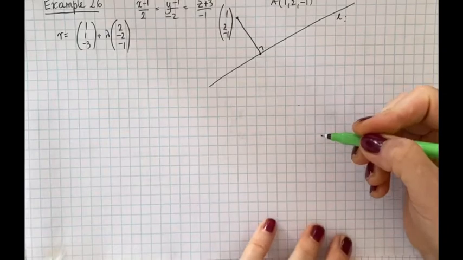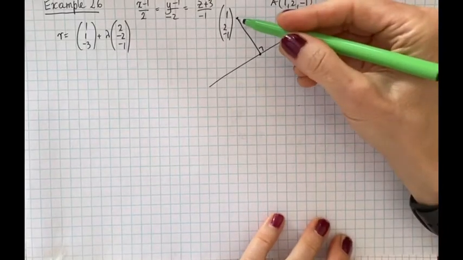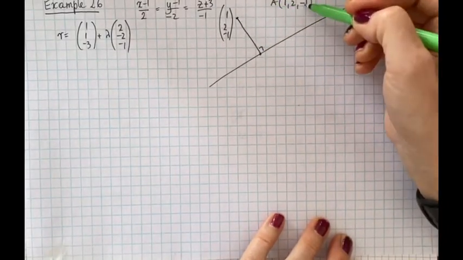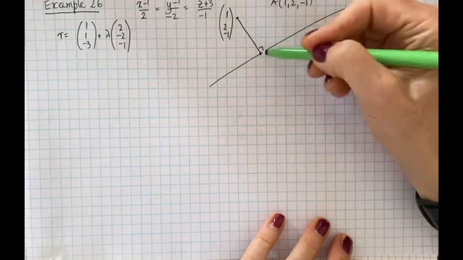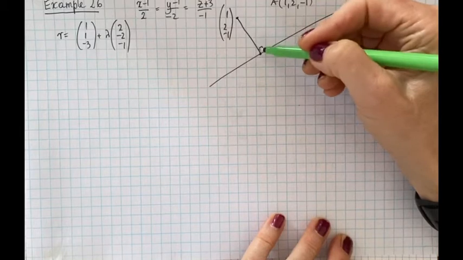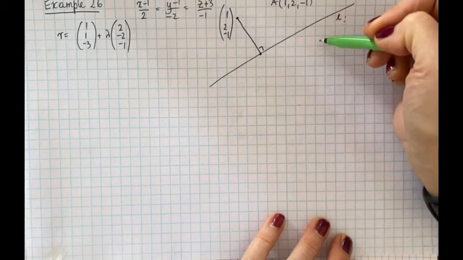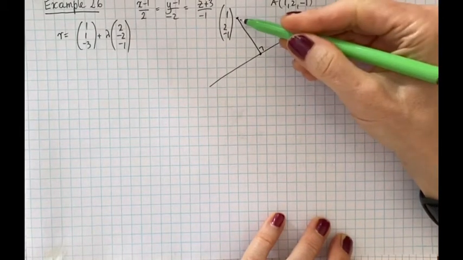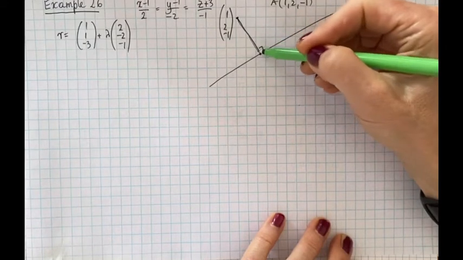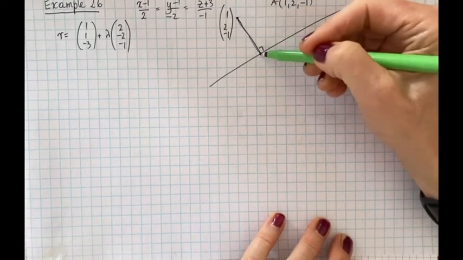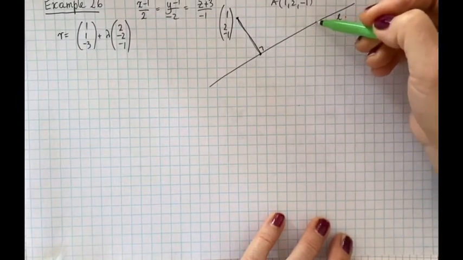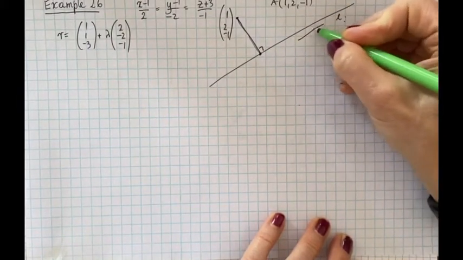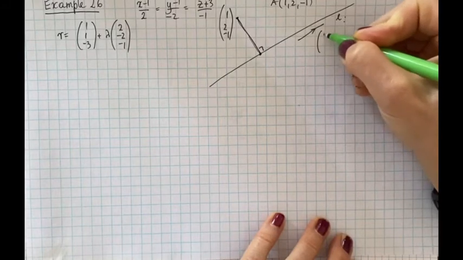So the way to do it, as we are looking for the shortest distance from point A with the coordinates 1, 2, minus 1 to the straight line, we know that we're looking for the length of this line. It makes a right angle with our straight line. So we're going to find the vector from the point A to the line, and then we're going to do the dot product with the direction vector of that line. So I'm just going to jot down the direction vector.